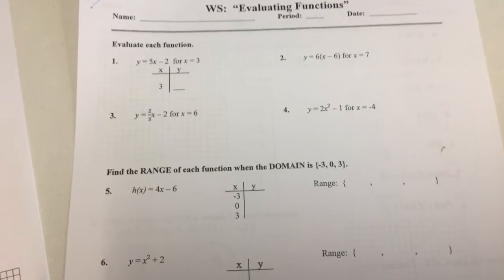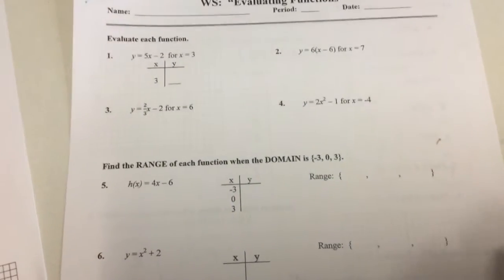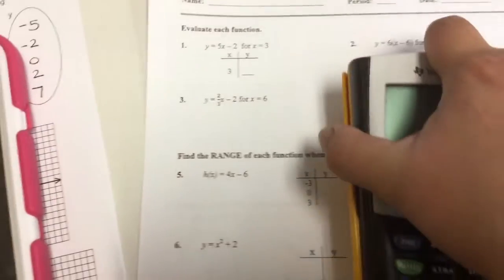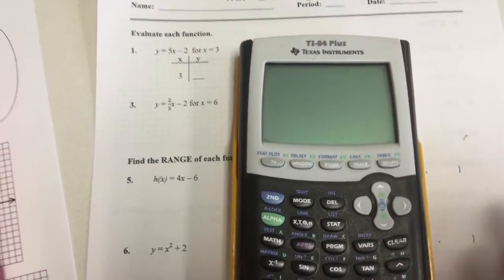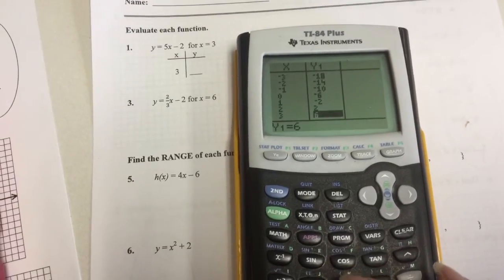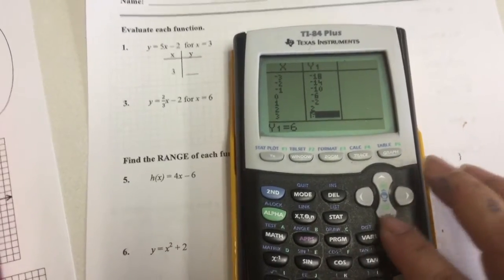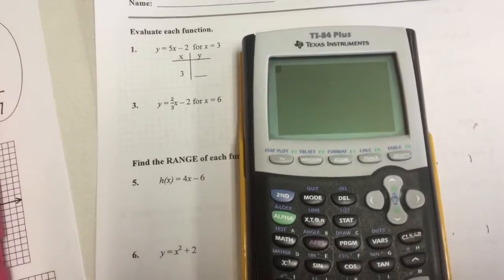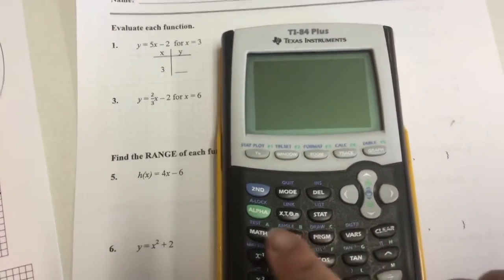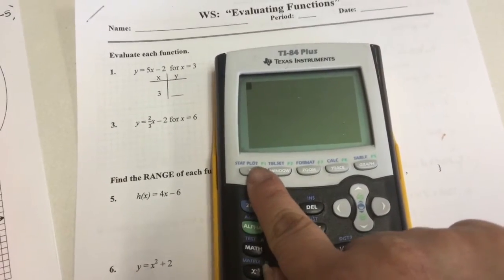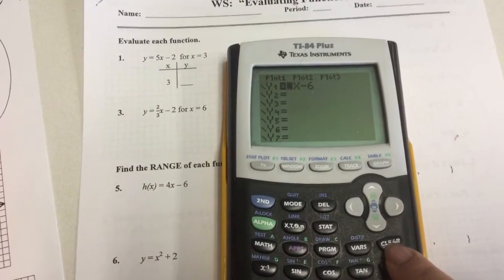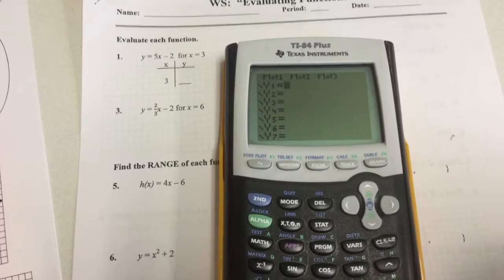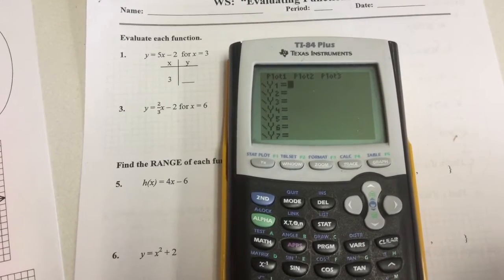If you notice, there was a table already started for you. So I'm going to use the calculator to help me out. I'm going to make sure that it's turned on, and clear anything that's on it. The button on the very top left corner is y equals. If you have anything in there, go ahead and clear it out. And I'm going to enter my function.